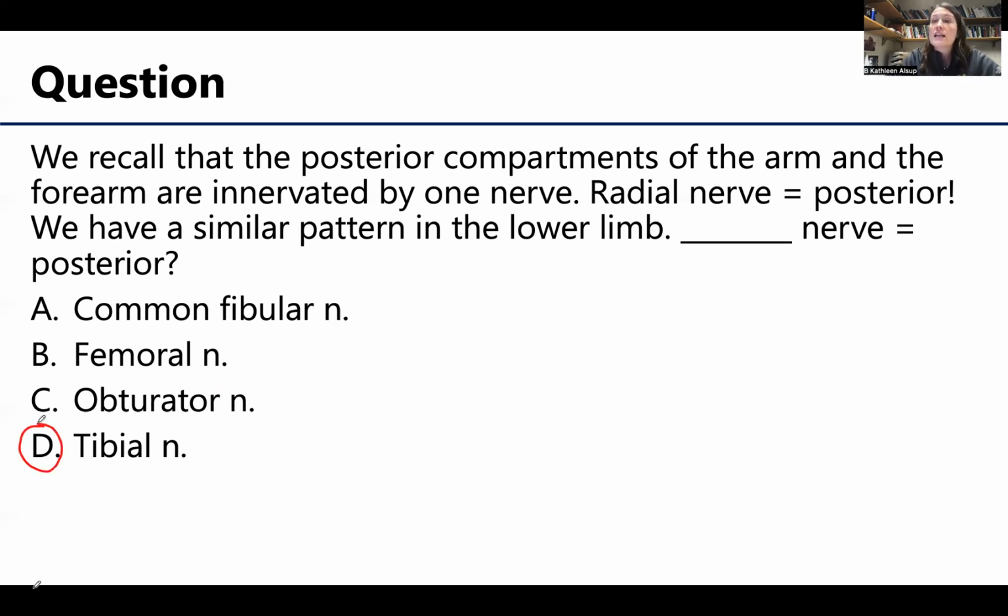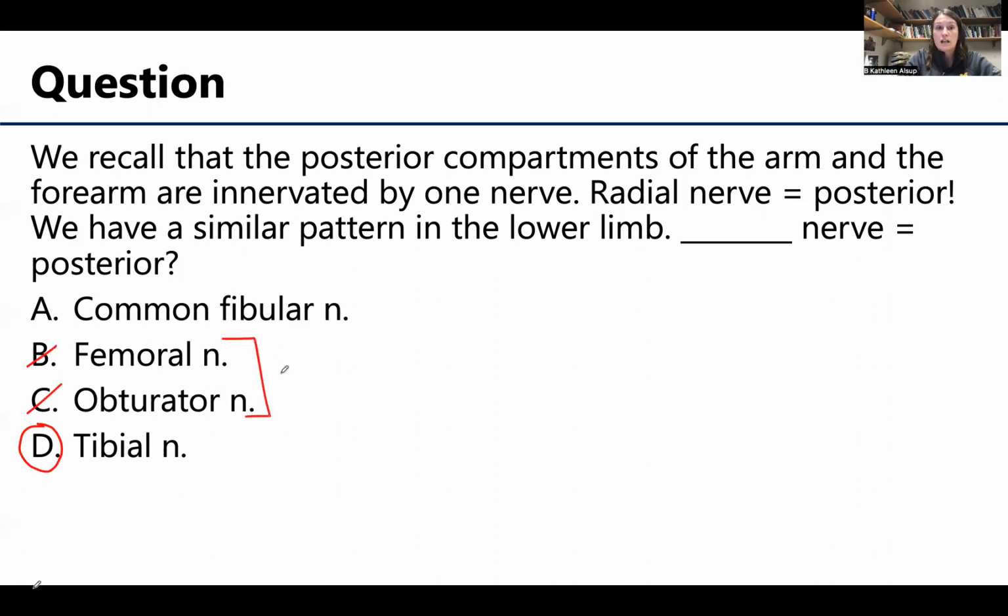So tibial nerve equals posterior. Tibial nerve is going to be the largest branch of the sciatic nerve, and it will innervate both the posterior thigh muscles as well as the posterior leg muscles. So tibial nerve equals posterior. Obturator nerve is going to innervate the adductor compartment, or that medial compartment of the thigh. Femoral nerve, not correct either. That's going to be the anterior compartment of the thigh.